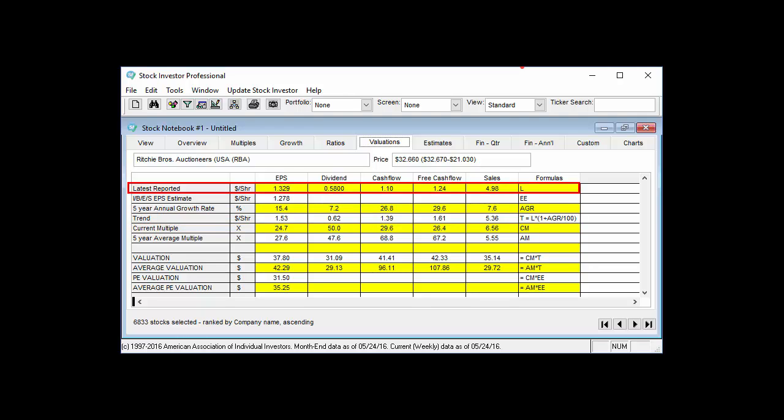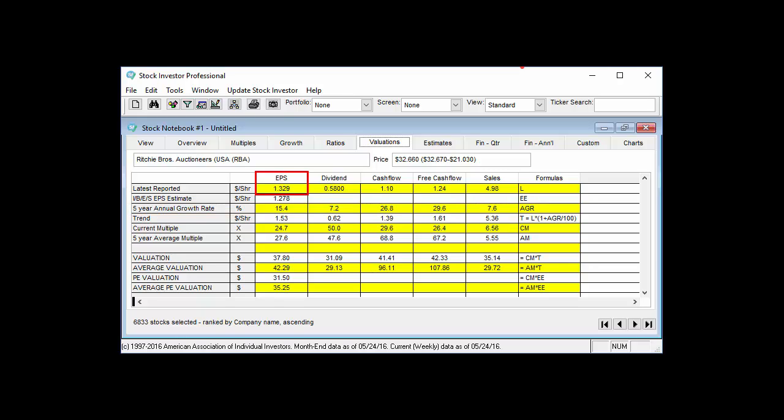The latest reported row, represented by the L in the formulas column on the far right of the Valuations tab, uses per share figures for the last four fiscal quarters or trailing 12 months, which are then projected out 1 year using the historical 5-year annual growth rate. If a company does not have a 5-year historical growth rate for a given income statement or cash flow statement item, a trend value will not be available.